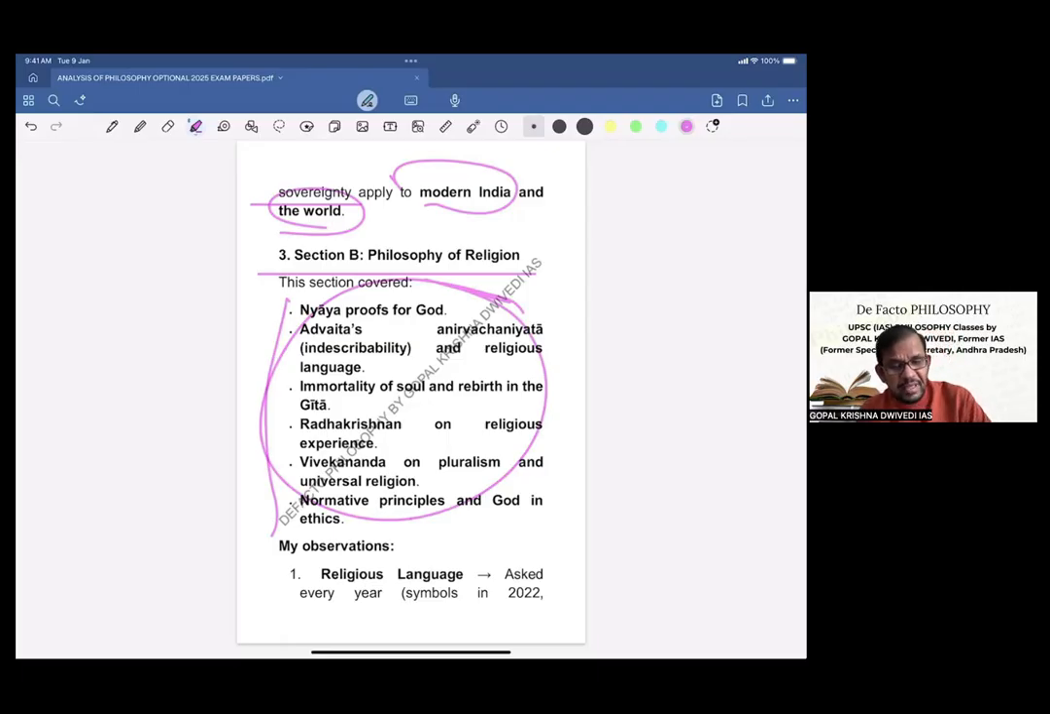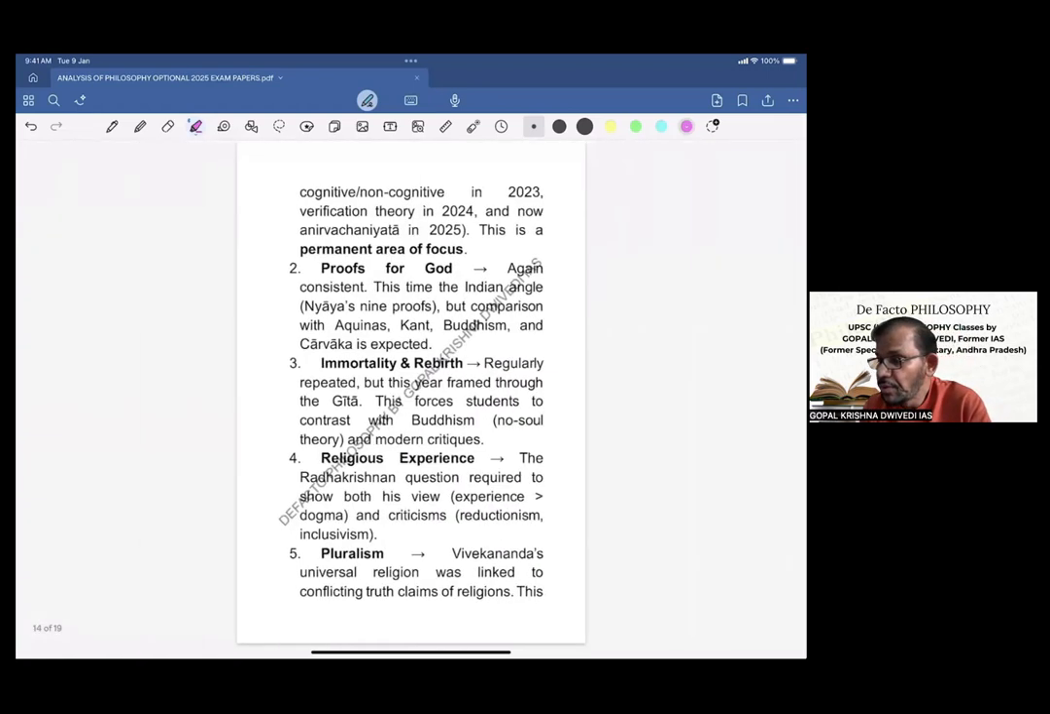So what is my analysis or observation after seeing these topics? First is religious language. This is asked every year, because I have included the last 5 years' papers in this analysis. Symbols in 2022, cognitive and non-cognitive in 2023, verification theory in 2024, and this year Anirvachaniyata in 2025. This is a permanent area of focus.